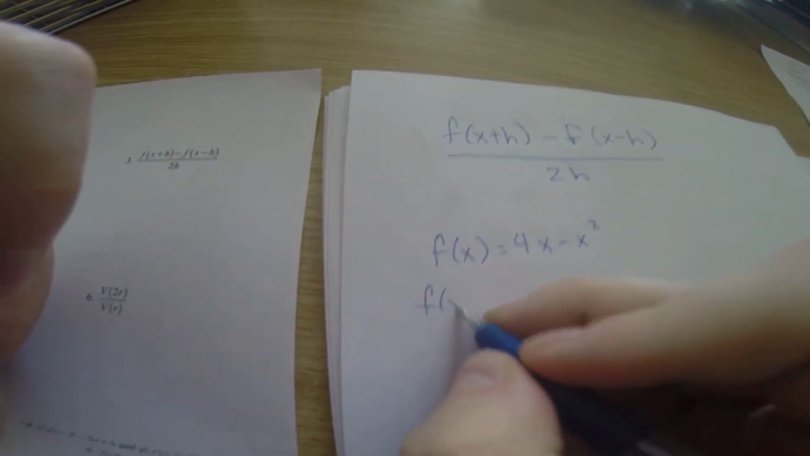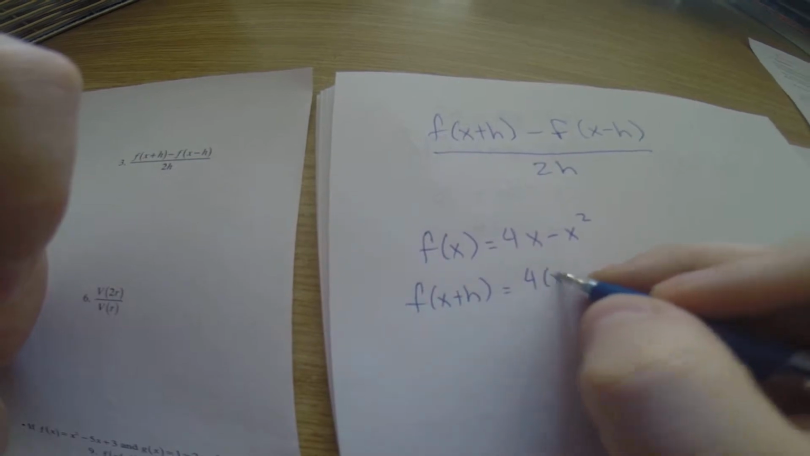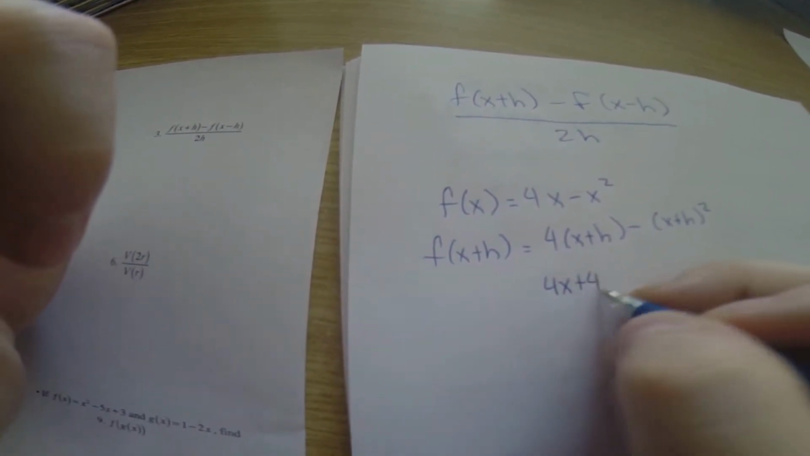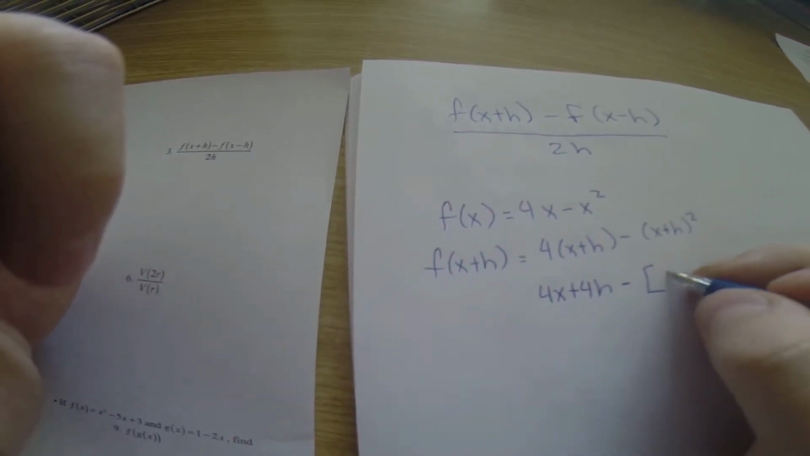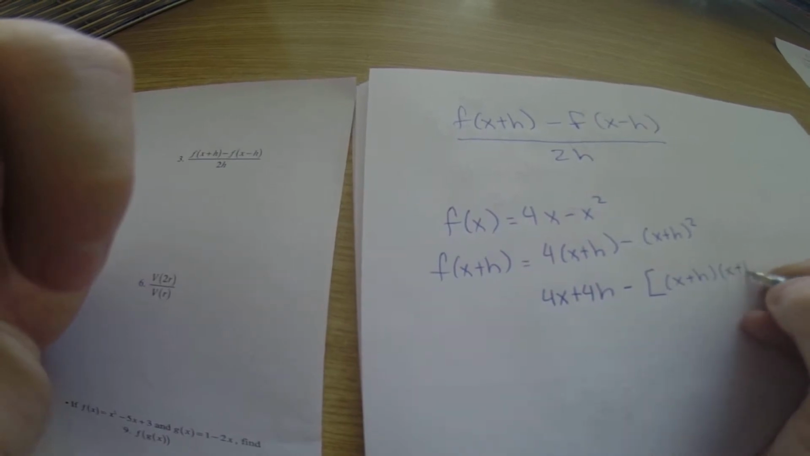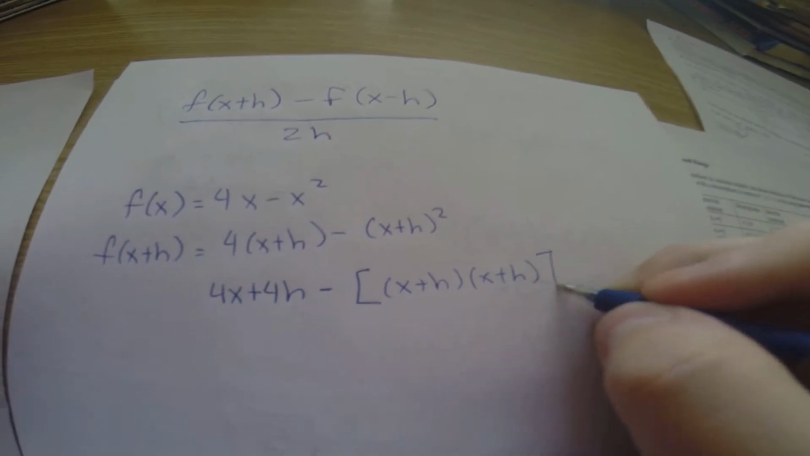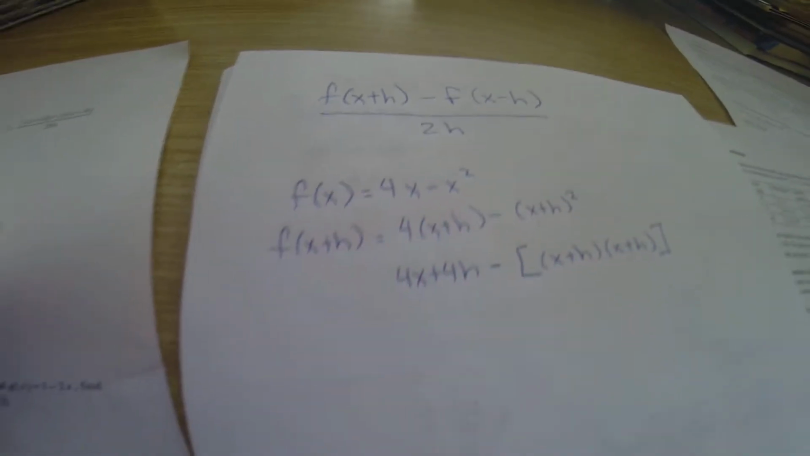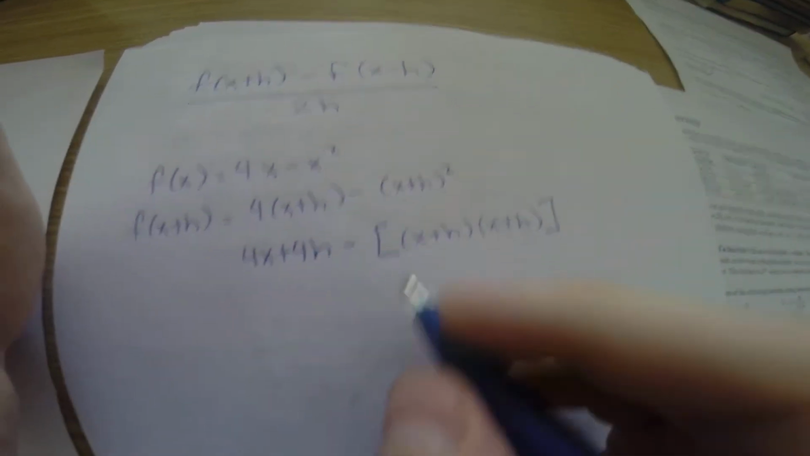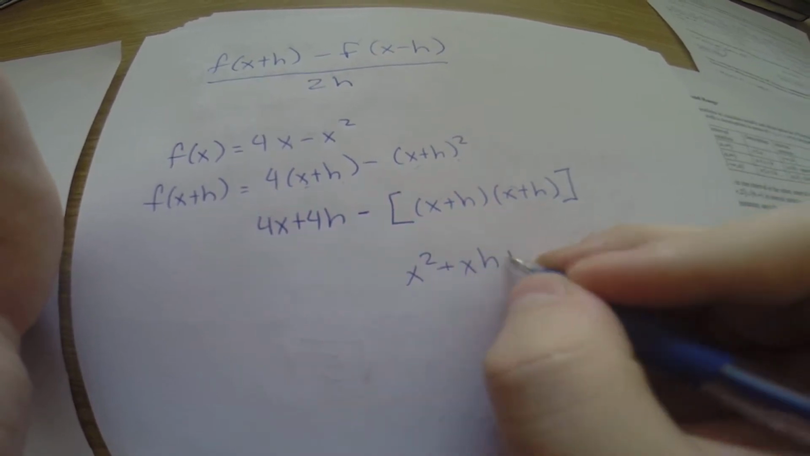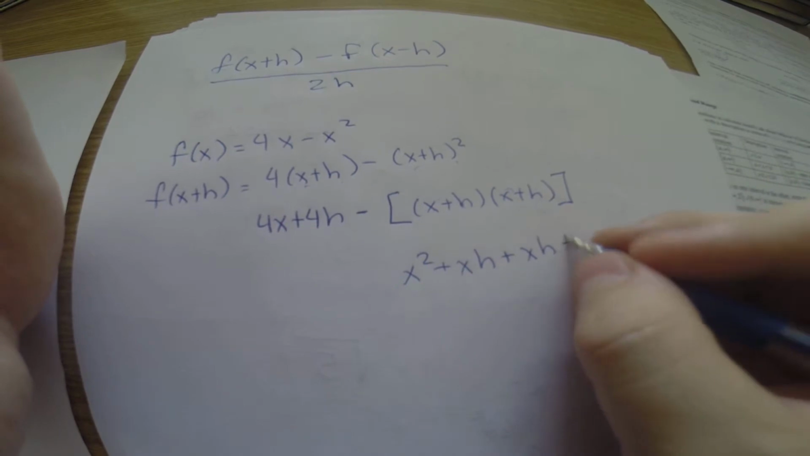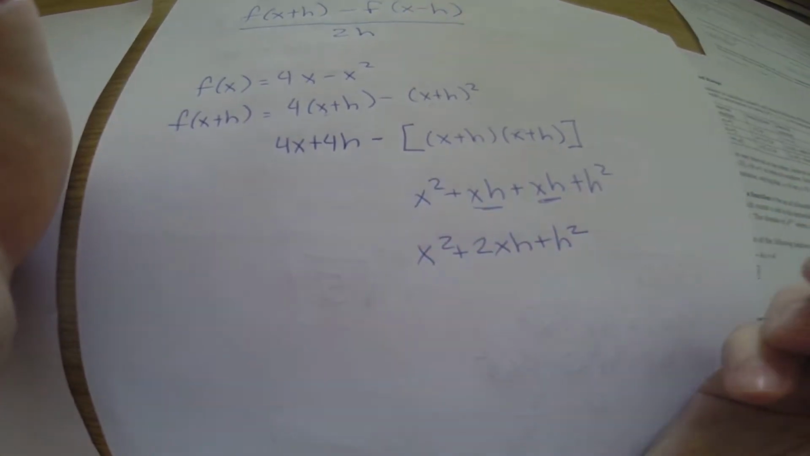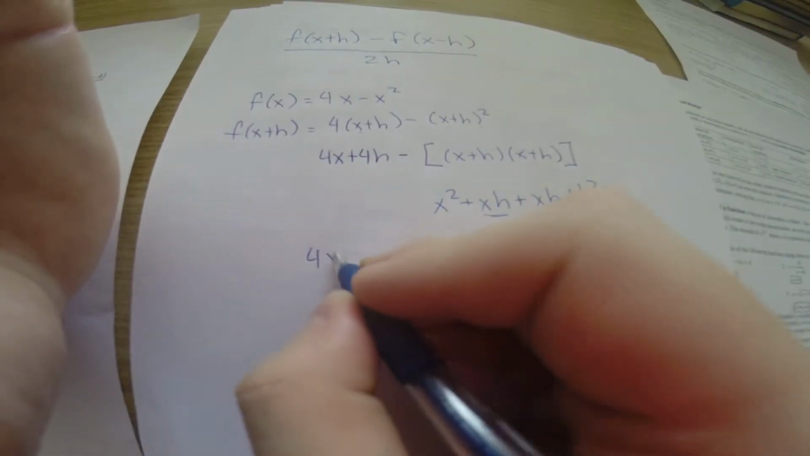So f of x plus h is going to be 4 times x plus h minus x plus h squared. So this gives me 4x plus 4h minus, I'm going to have to FOIL this out, so I'll put it in brackets, x plus h times x plus h. Again, all I did was replace x with x plus h, and then I'm going to have to FOIL it out. So when I FOIL this out, x times x is x squared, x times h is xh, h times x is xh, h times h is h squared, which becomes x squared plus, combine like terms, 2xh plus h squared. This part I'll just bring down, so it's 4x plus 4h.